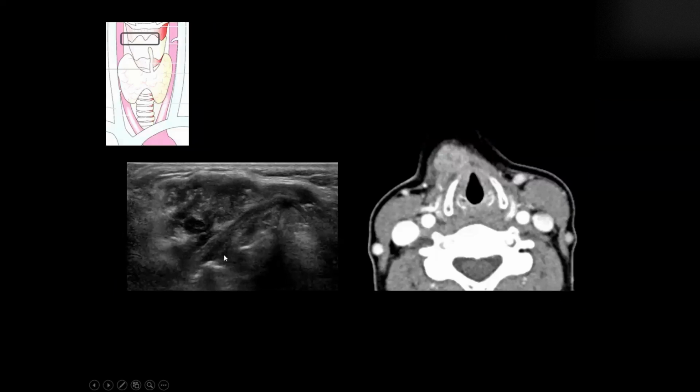The primary thyroid cancer was found near the thyroid cartilage. The cancer originated from the pyramidal lobe. You can see the mass on CT. This is a mass and this is a thyroid cartilage.